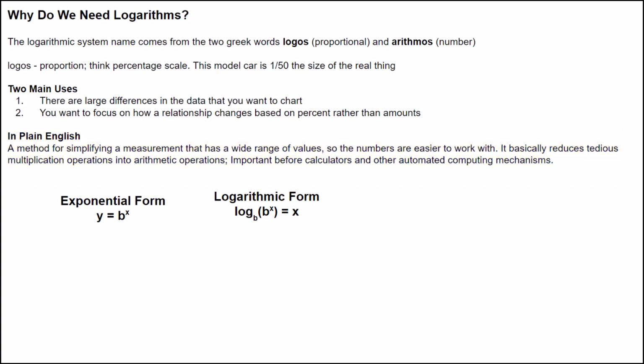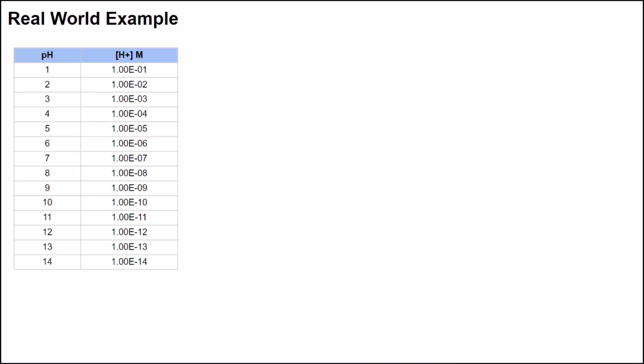Logarithmic functions are often defined in terms of the exponential form and logarithmic form. That's why we said they're really two aspects of the same thing. Let's consider a real-world example. Most people are familiar with the concept of pH, and we know that a pH of 7 is neutral, being neither basic nor acidic. As you go lower, the acidity increases, and as you go higher, the basicity increases.